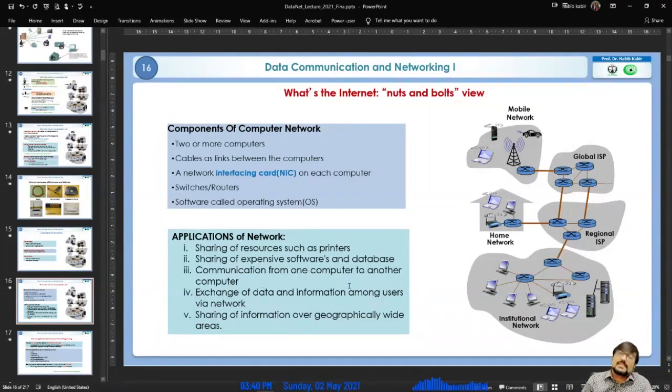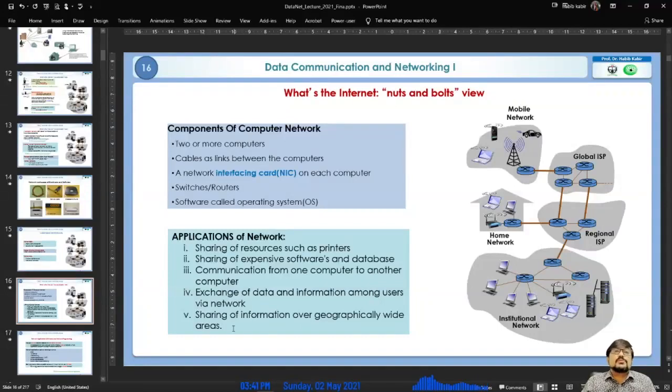Then, communication from one computer to another computer. We can message each other, so we don't have to pay money for telecommunication. Exchange of data and information among users via the network is a similar thing. This is communication by internet. One computer can communicate with another computer, so email can be sent automatically from one computer to another, or one computer can send a link to another. The data and information can be shared from anyone, and information can be shared over a geographical area. So we can send data instantly from here in Bangladesh to America.